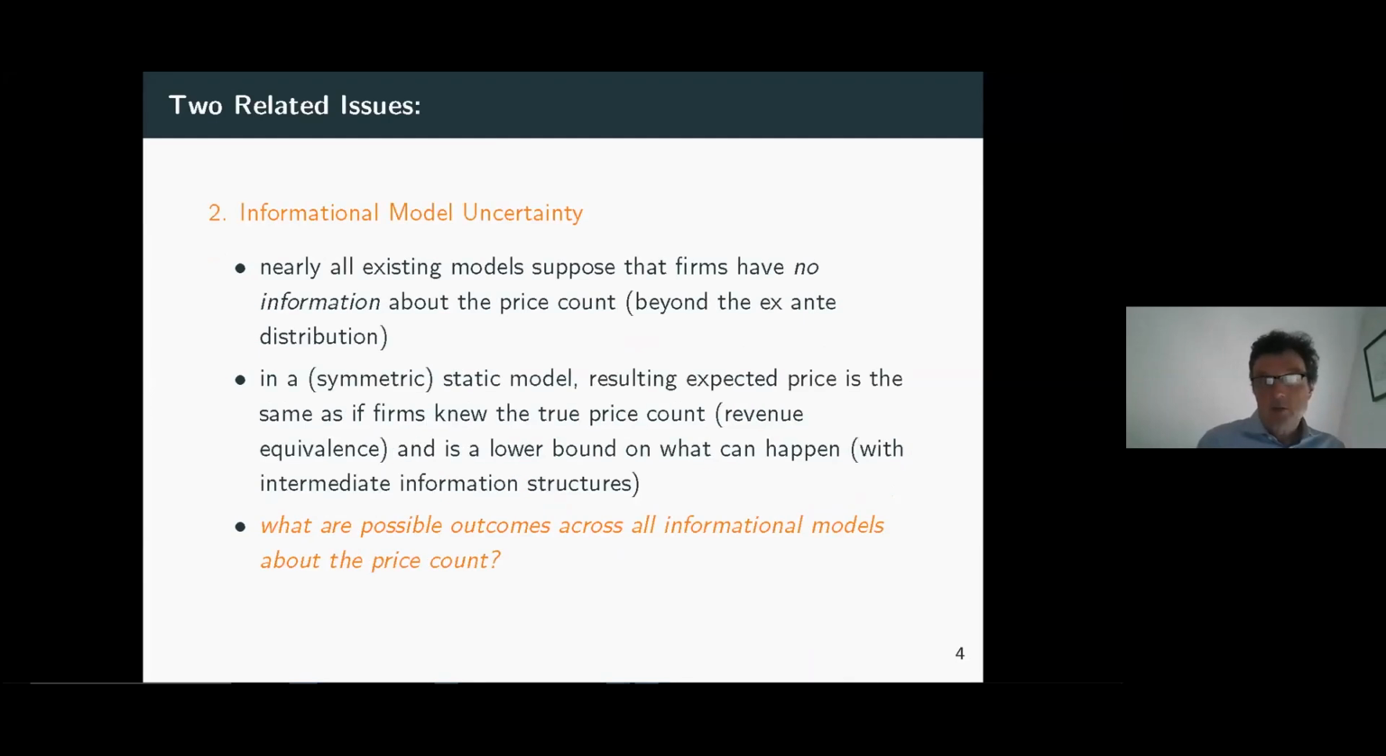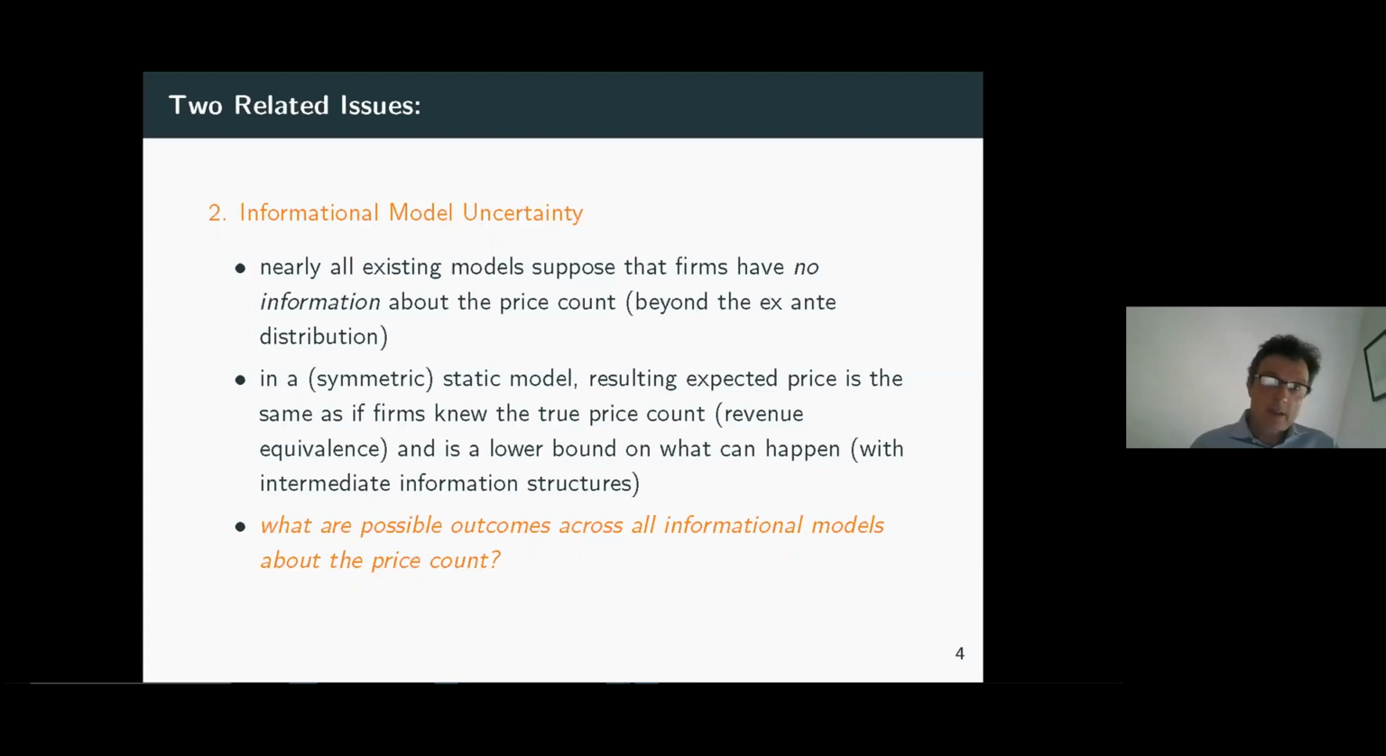Okay. The second related issue that comes to bear on this question is that nearly all of these models, even though there are many of them, suppose that the firms have no information about the price count beyond what we might want to call the prior distribution about the possible number of competitors. Okay. Now, in static models or even in related dynamic models, the strong assumption about having no information is perhaps weaker than we might think, because in fact it turns out that whether the firms don't know anything or whether they know everything about the price count, so whether they have, in fact, perfect information, would not matter for the expected sales price. That is, there's sort of a small revenue equivalence result. Okay. And in fact, we'll show that either with zero information or with complete information, we have a lower bound in terms of what can happen in terms of the revenue that the firms get.